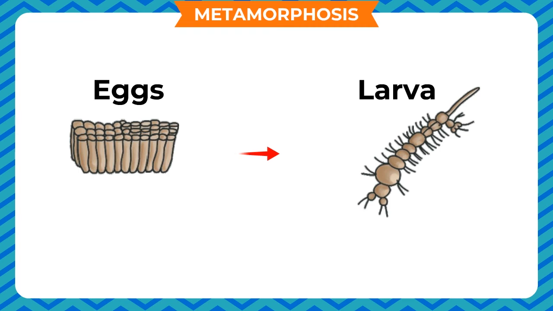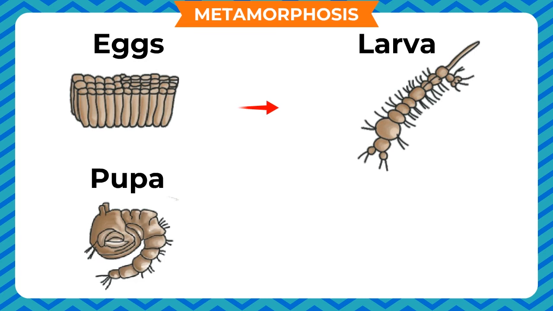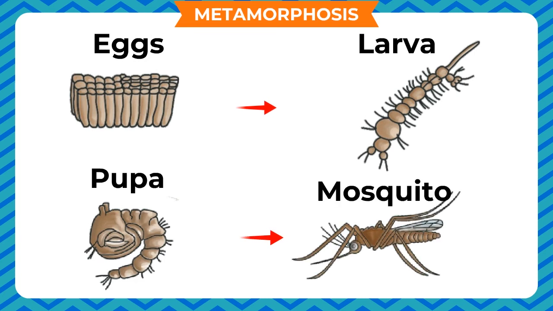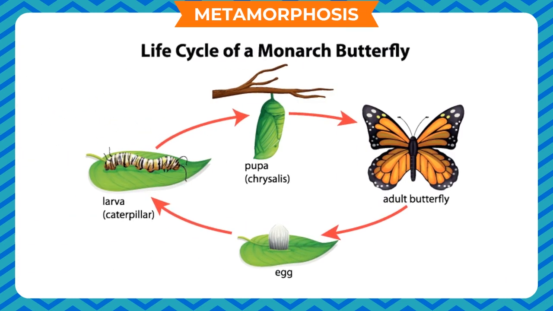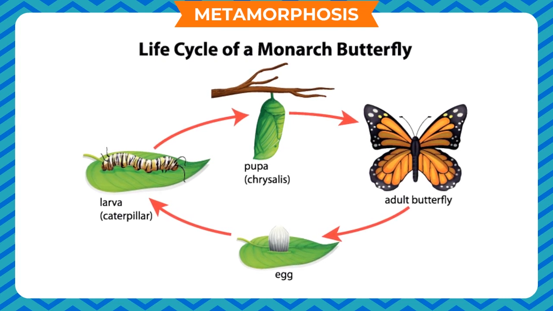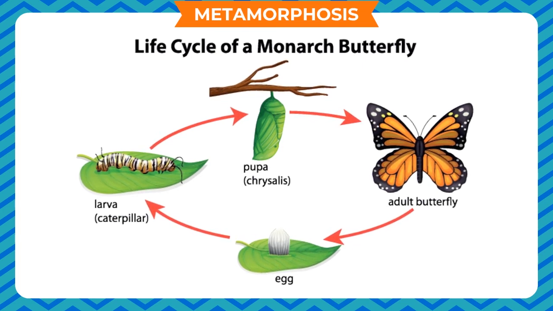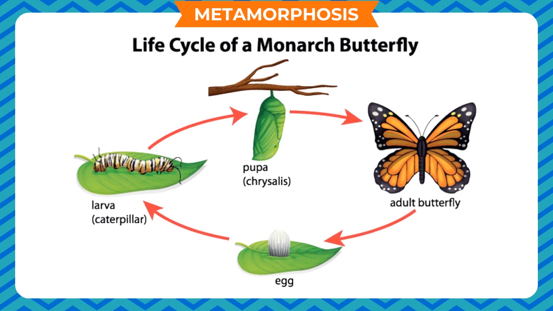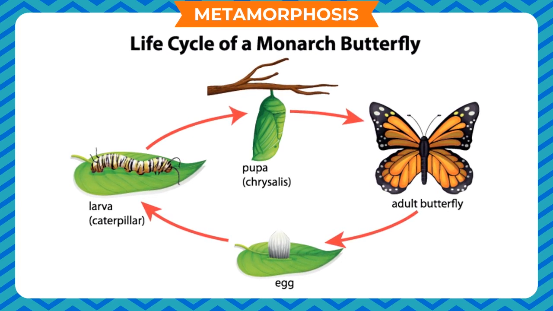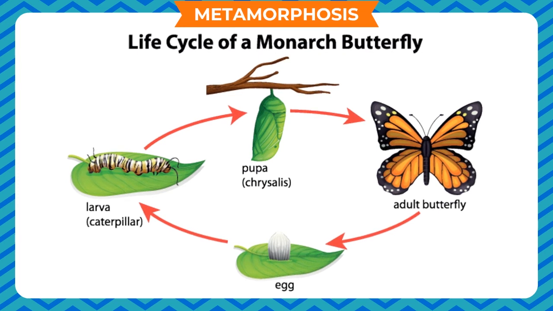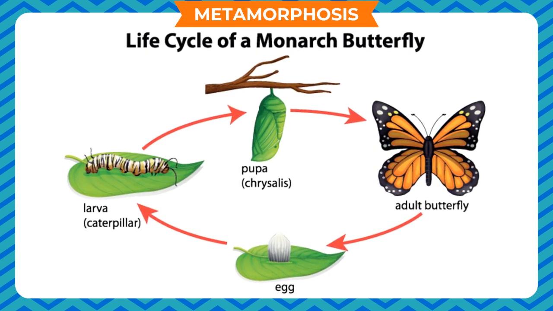In mosquito, when the eggs hatch, a worm-like larva comes out of each egg. In about 2 weeks, it changes into an encased form called pupa. The pupa changes into a mosquito inside the case, and in about a week, the mosquito comes out of the case. Butterflies and moths also pass through the larva and pupa stages before the winged adult is born. Egg, caterpillar, larva, pupa, adult. This process of change by which a larva is transformed into an adult is called metamorphosis.